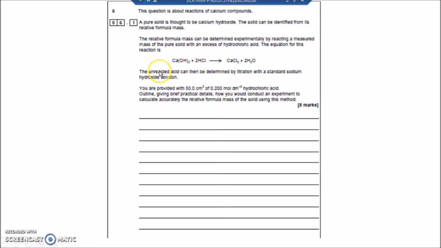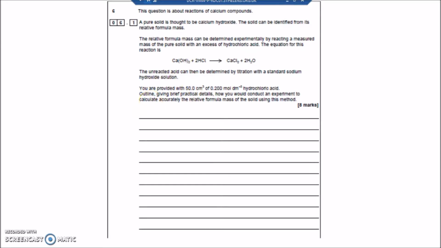And then what you can do is take any unreacted acid. That gives you a clue. Unreacted acid means that we've got excess acid. We're going to use up all of the calcium hydroxide and we're going to have unreacted excess acid. That might be important. So the excess acid left over after the calcium hydroxide has reacted can be determined with titration with standard sodium hydroxide. So you take the leftover acid and react it with sodium hydroxide. You know the concentration because you've made it up to a certain concentration, and you can work out the volume of sodium hydroxide that you've got to add from a burette.